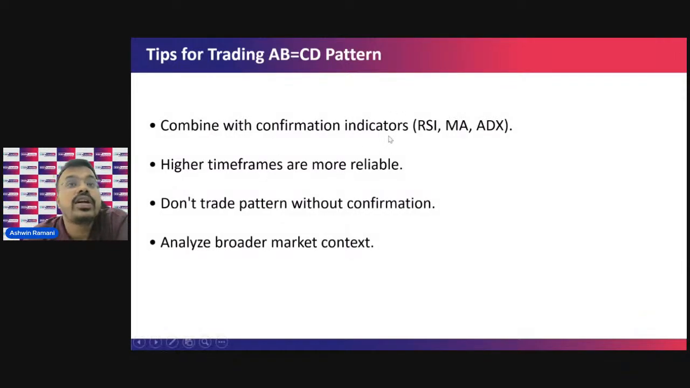So how do we look for confirmation now? So confirmation के लिए you can use a combination of RSI, moving average and ADX. Higher time frames are more reliable. Like I said, you can go for 1 hour, 4 hours, 2 hours, 1 week. These are the time frames that you can look at.